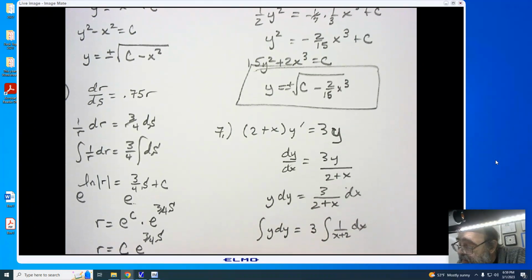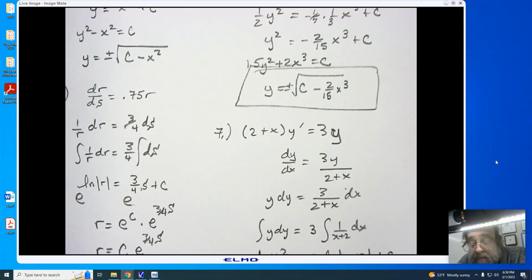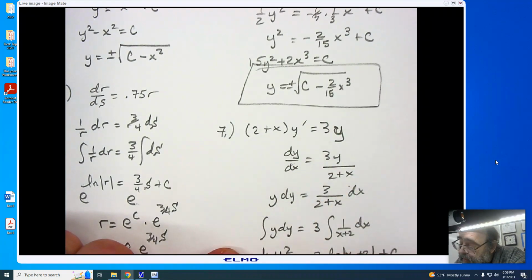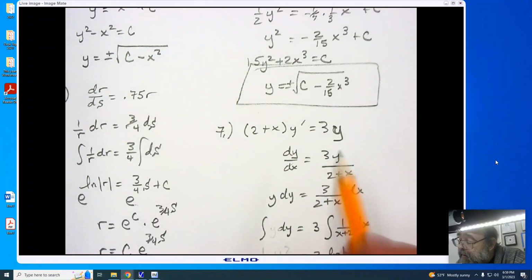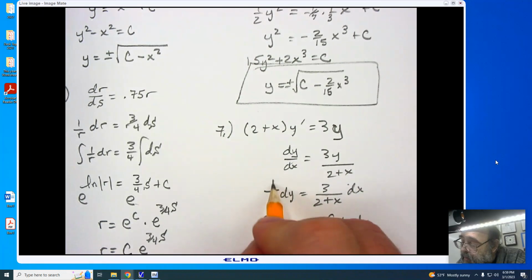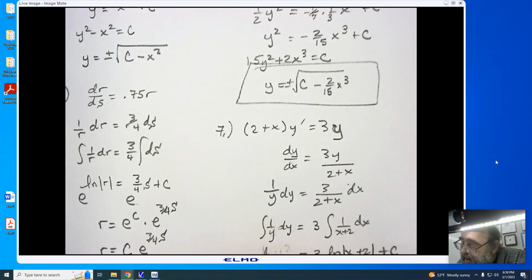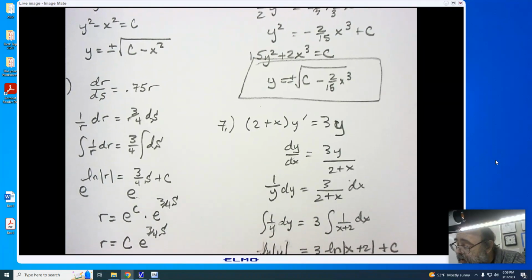Now, I'm looking at integrating y dy and 3 times the integration of 1 over x plus 2 dx. This is giving me 1/2 y squared, and I then have 3 natural log of x plus 2, don't forget your absolute value, plus c. This is going to, let me just make sure I got that correct. It is 1 over y. Hang on a moment. I do have an error. I was thinking about that because I have divided by y, and it is a 1 over y, and that's giving me the natural log of the absolute value of y. I now am exponentiating both sides. This gives me y, and I have a constant.